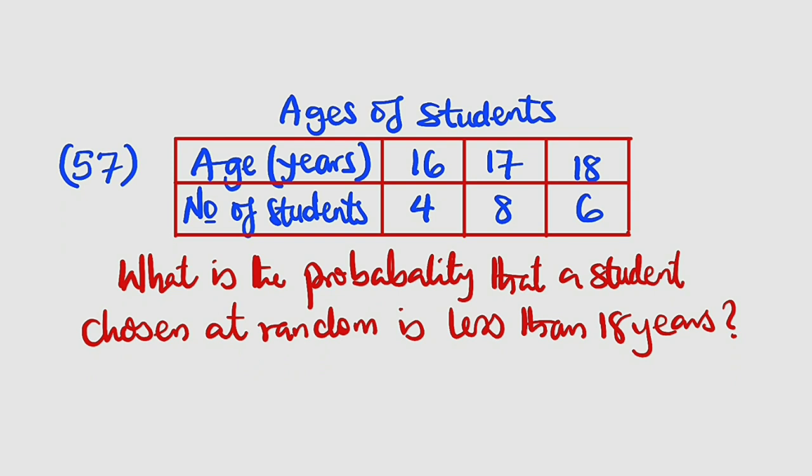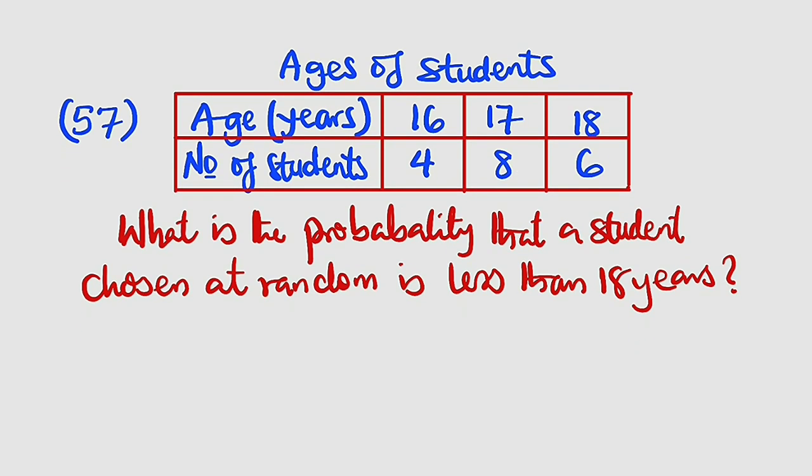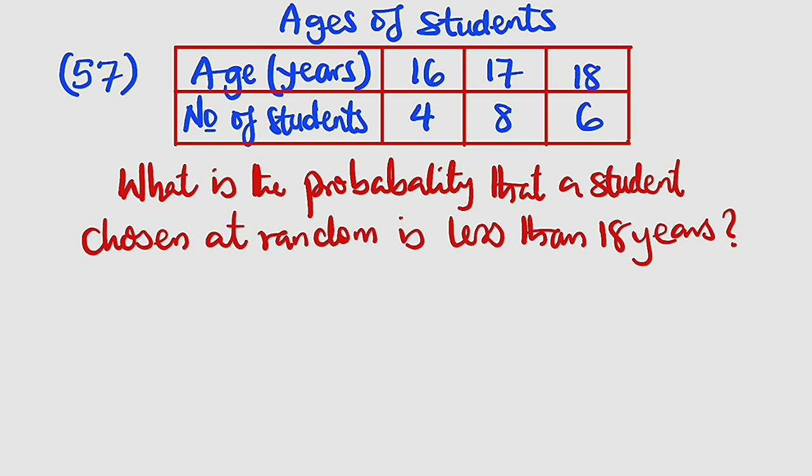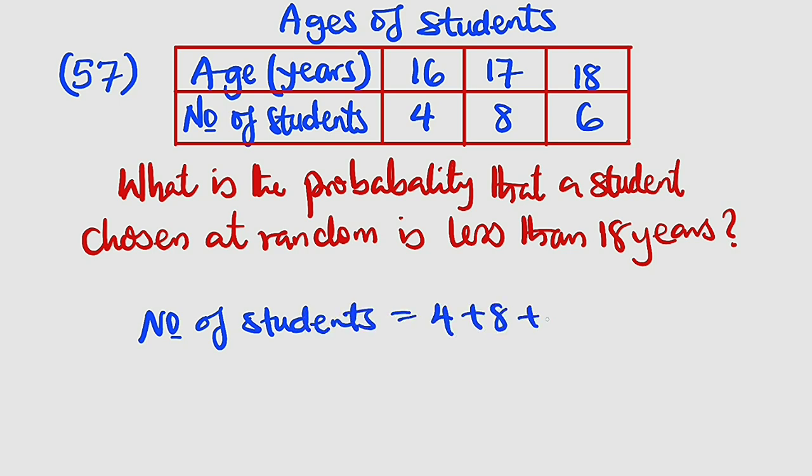Question number 57, we are given ages of students in tabular form. You can see ages here, 16 years, 17 years, and 18 years with the corresponding number of students, 4, 8, and 6 respectively. So the question reads, what is the probability that a student chosen at random is less than 18 years? All right, first of all, I would like to find the number of students. So the number of students altogether is equal to 4 plus 8 plus 6. These are the students we have. 4 plus 6 is 10, plus 8 is 18.